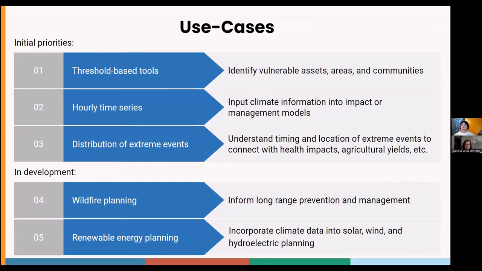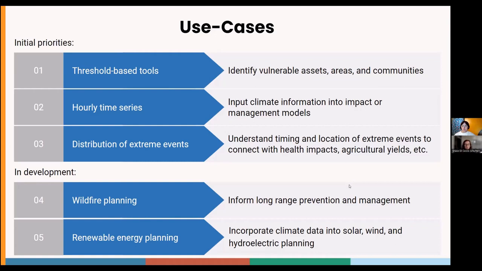From that stakeholder engagement, we've identified some initial priorities for how people want to use climate data. One dimension is threshold-based tools to understand extreme weather risks to vulnerable assets, areas, and communities. So, for example, maybe it's important for an asset that you have to understand how many days above 100 degrees would occur now versus at the end of century. Another priority is hourly time series of future conditions, which are input into different impact management models. Folks are also always interested in distributions of extreme events. So understanding the timing and location of a 1 in 20 year heat wave or a 1 in 100 year flood event. And that has different applications in health impacts, agricultural yields, and lots of different sectors.